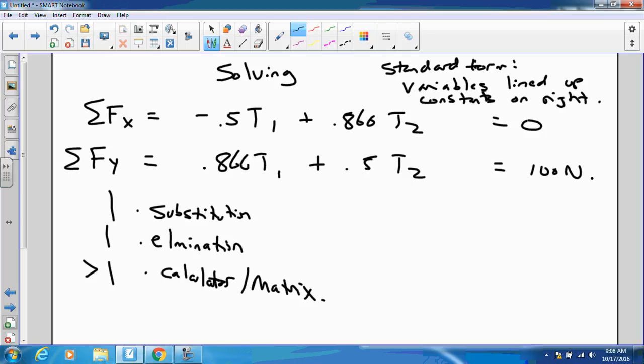Okay. Well, let me just show how this works. To do substitution, we're going to solve for T1 in terms of T2. We're going to substitute into the other equation.